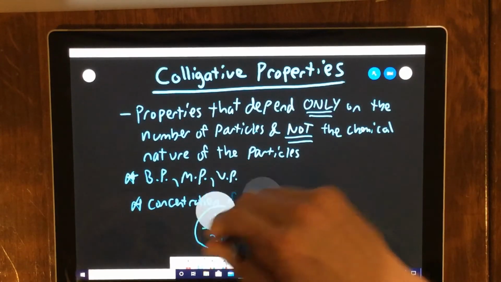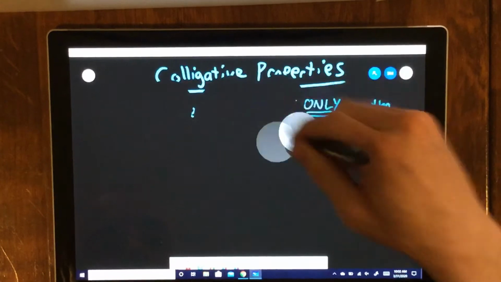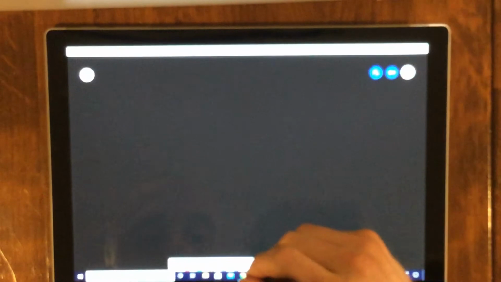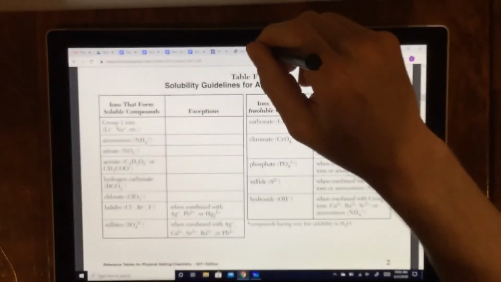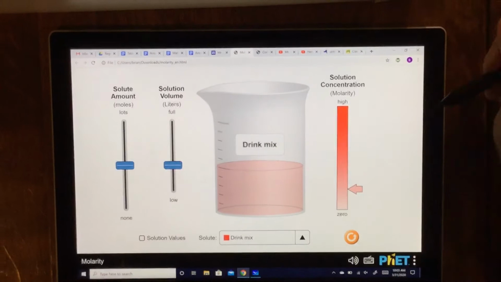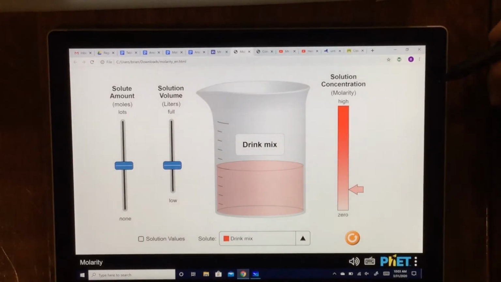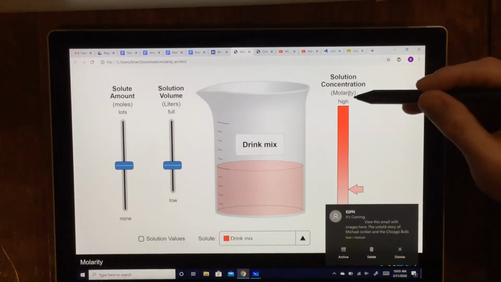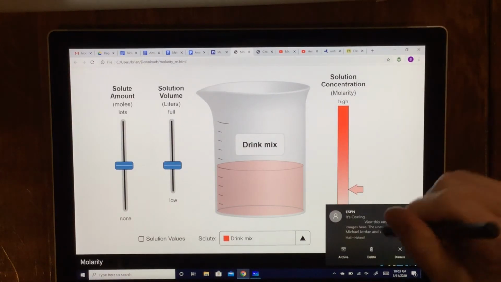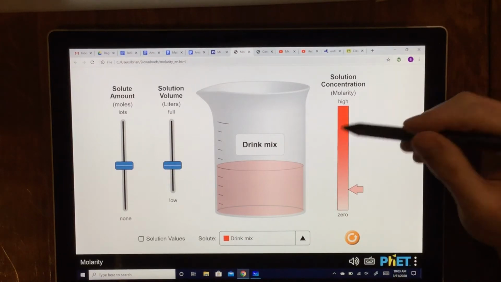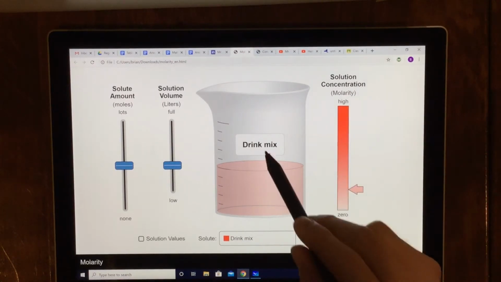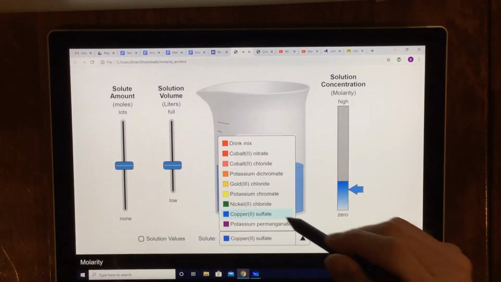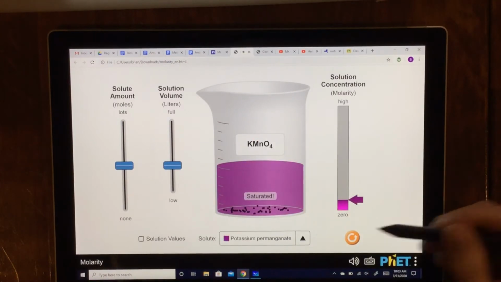I do have an animation to help you understand concentration really quick, and then I'll draw some pictures and explain and then show you the homework. So if I go here, I have two different animations. This here is concentration. Now molarity is something we're going to learn later, so don't worry about that. Just look at the color of this drink mix. Let's do copper sulfate. Well, you know what, purple. I'm feeling purple today. Potassium permanganate.